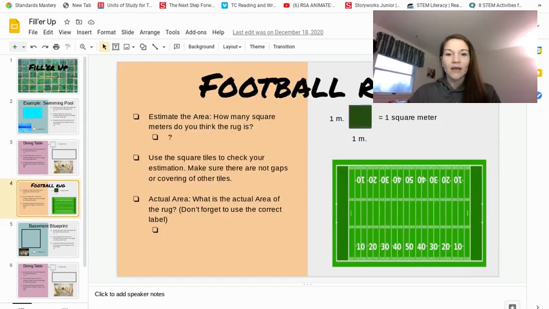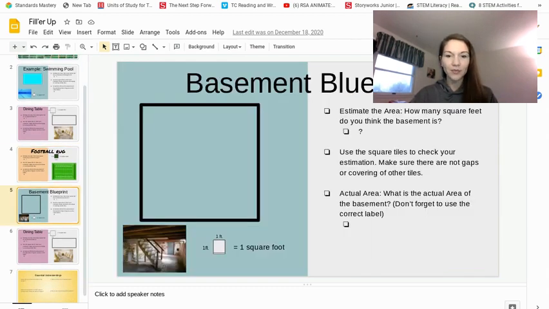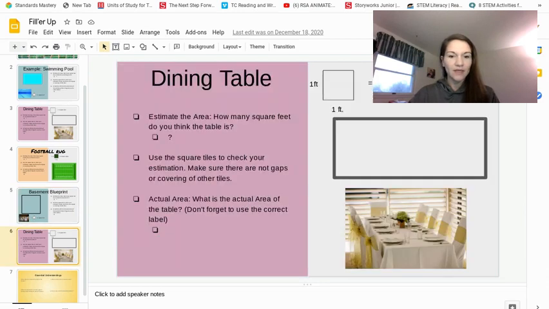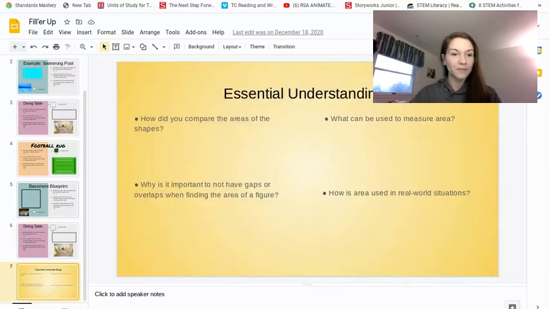Same thing with the football rug. You're going to make your estimation, you check your work, and then write the actual with correct labeling. And then you've got a basement blueprint, same thing. Did I go to the dining table again? Oh, this must have the same one twice, so you don't need to do the same one twice. Just re-enter what you had before.